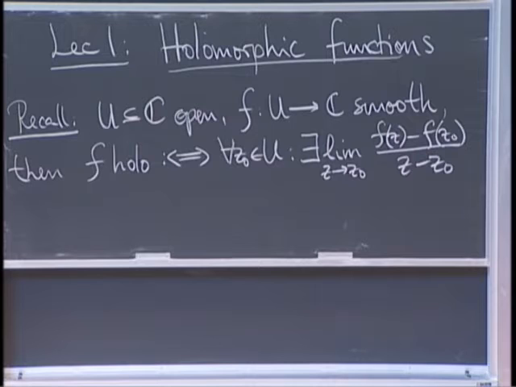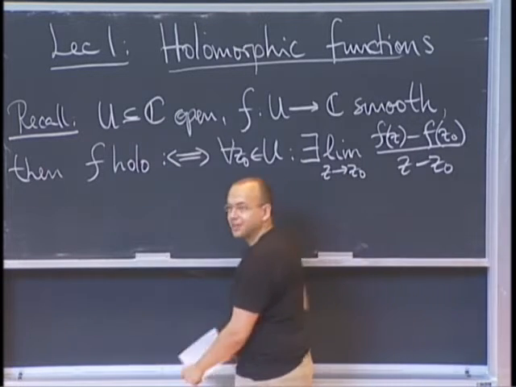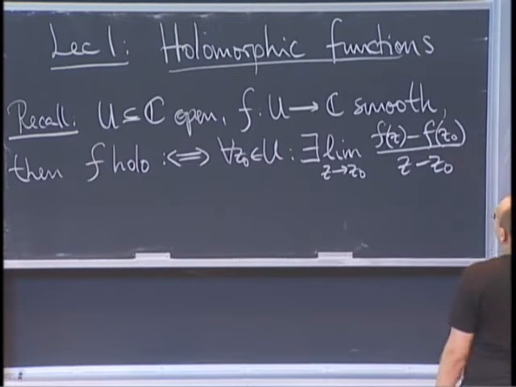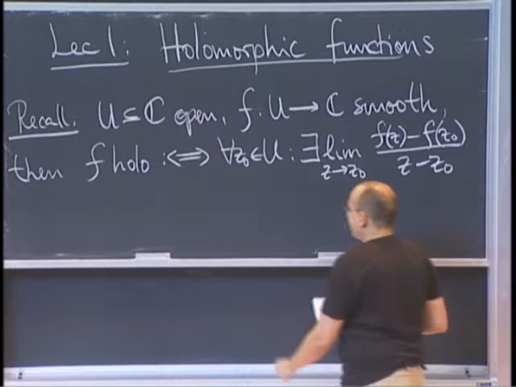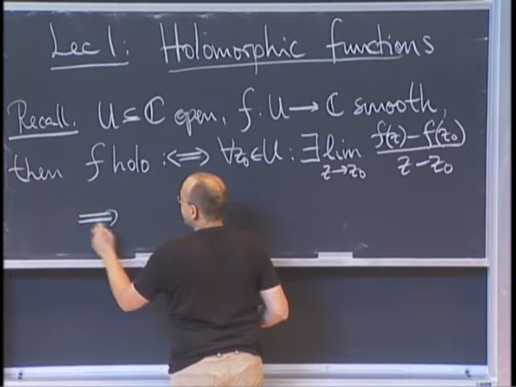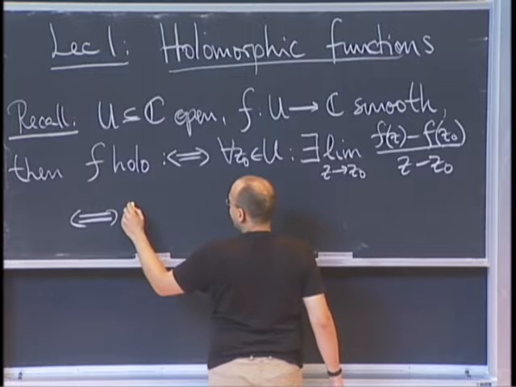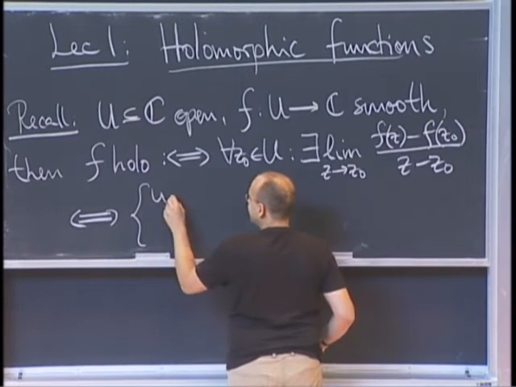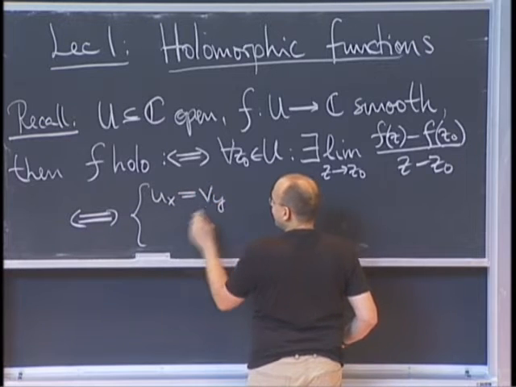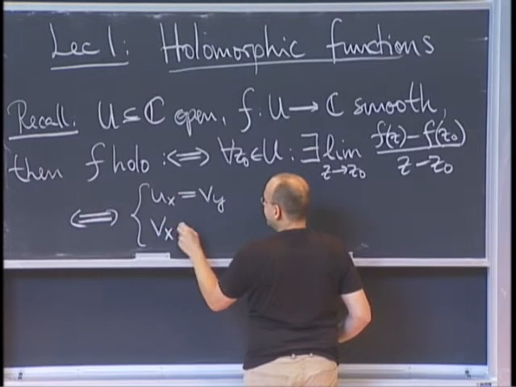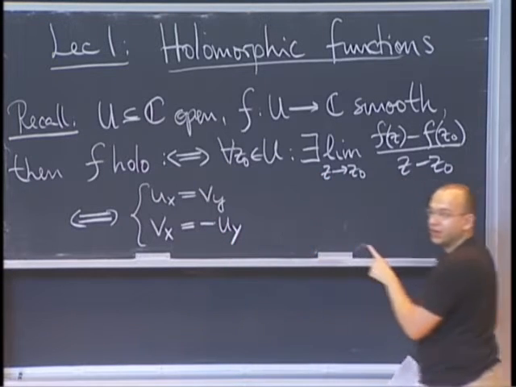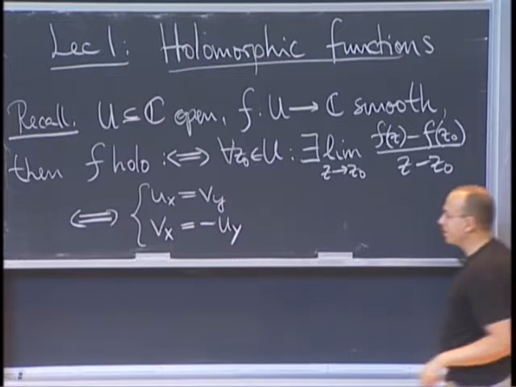So that's a definition that never really made any sense to me until I started studying several complex variables, and I'm going to talk about that later. Then you show that this is actually equivalent to the Cauchy-Riemann equations. Cauchy-Riemann says that u_x is equal to v_y and v_x is equal to minus u_y, where u and v are the real and imaginary parts of my holomorphic function.